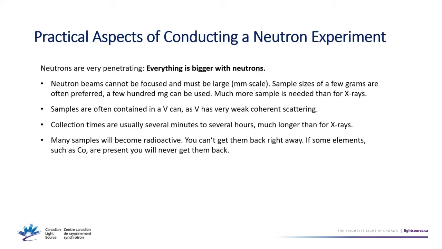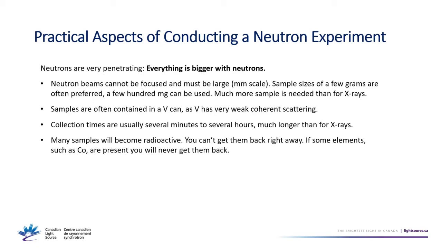All right, so I'm almost done with this talk. This is just a few practical aspects about conducting a neutron experiment, things you should know before you do it. So neutrons are very penetrating because they don't interact, so everything's bigger with neutrons. Usually you need a lot more sample than you would for X-rays. All the equipment is big, so everything is big. You're usually going to put your sample in a vanadium can because vanadium has a very weak coherent scattering, so you get very small Bragg peaks out of it.